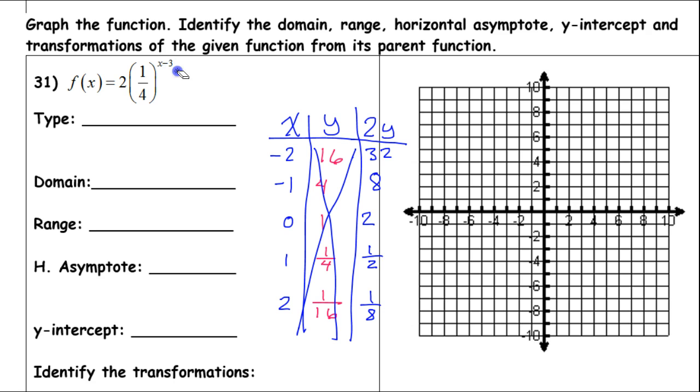Remember, there's really a -3 here, and that's going to cause a shift. When we're inside the function, adding and subtracting causes a shift to the left or to the right. But remember, this is the one where it's the opposite of the way it looks. So -3 is actually going to be a shift to the right by 3. So we're going to need to take each one of these points and shift them right 3. So these points will show us our final answer.